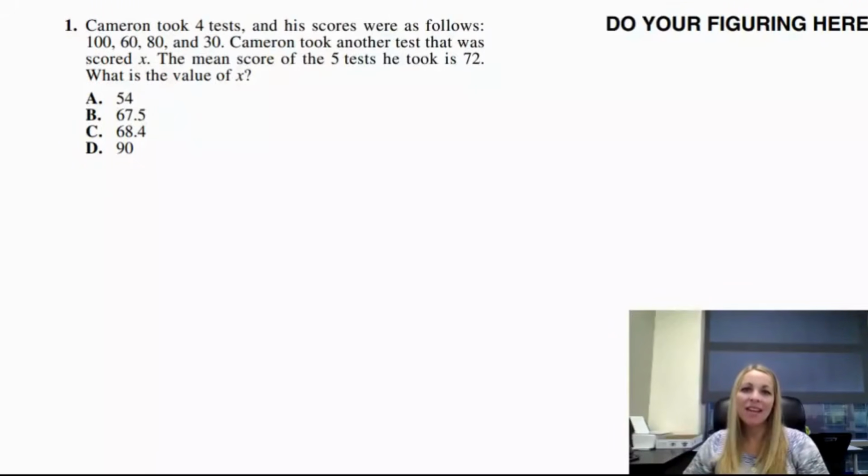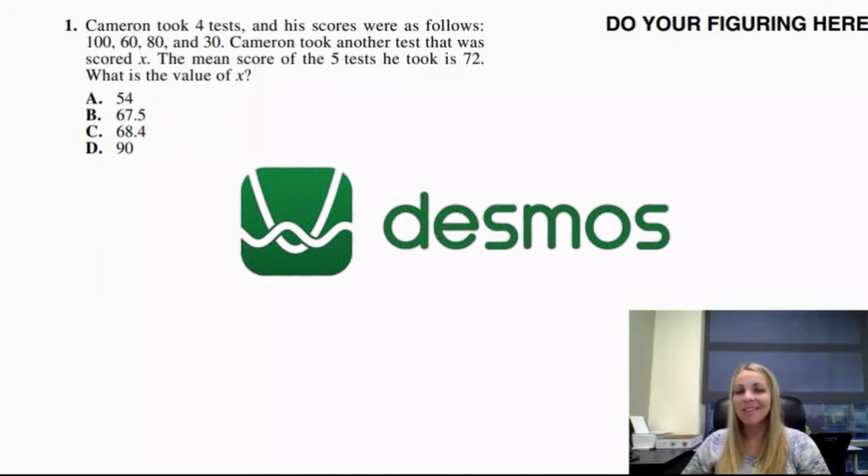Question number 1. Cameron took 4 tests, and his scores were as follows: 100, 60, 80, and 30. Cameron took another test that was scored X. The mean score of the 5 tests he took is 72. What is the value of X? This problem is the perfect problem to solve using Desmos. Let's go to the Desmos graphing calculator.